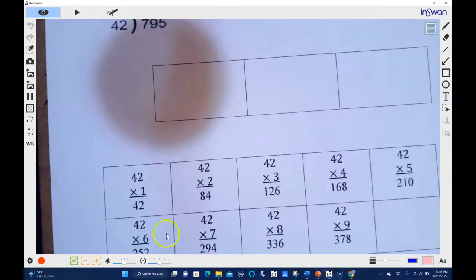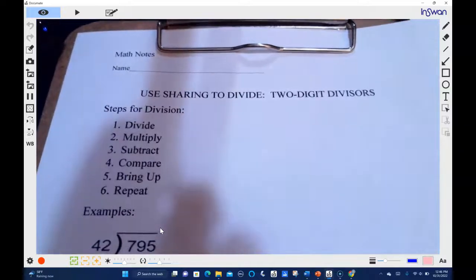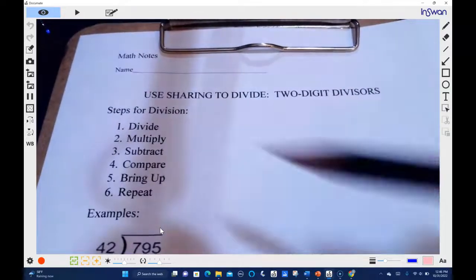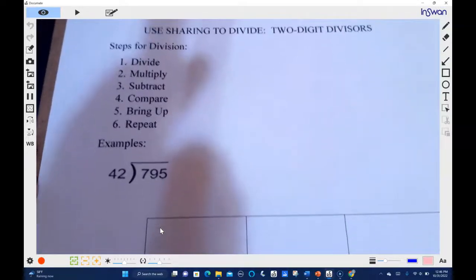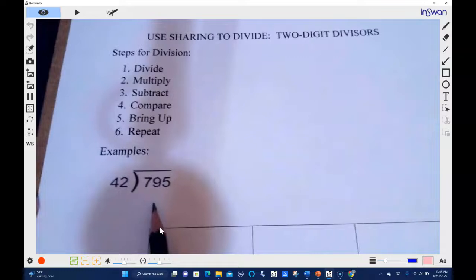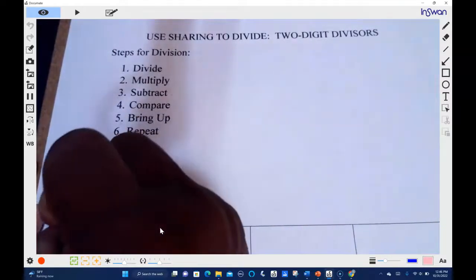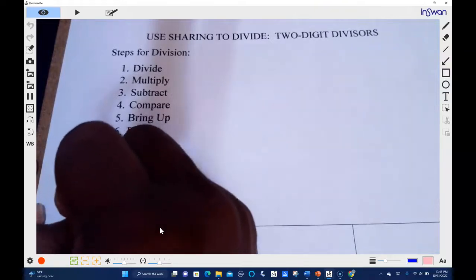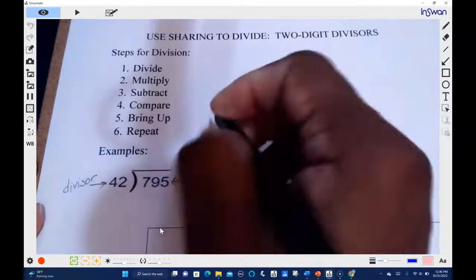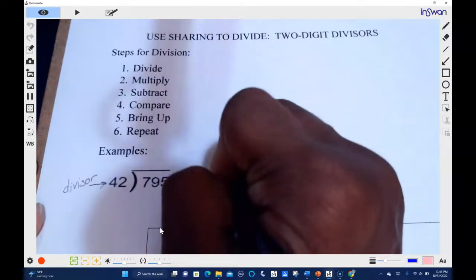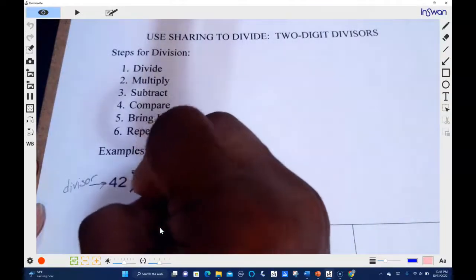So let's look at our notes. The first thing you see in your notes is the steps for division. Divide, multiply, subtract, compare, bring up, and repeat. So we're going to use those steps to divide 42 into 795. First, let's look at the parts of a division. The 42 is what we call our divisor. This is the number we're using to divide into 795. The 795 is our dividend. And when we get an answer, it is called the quotient.